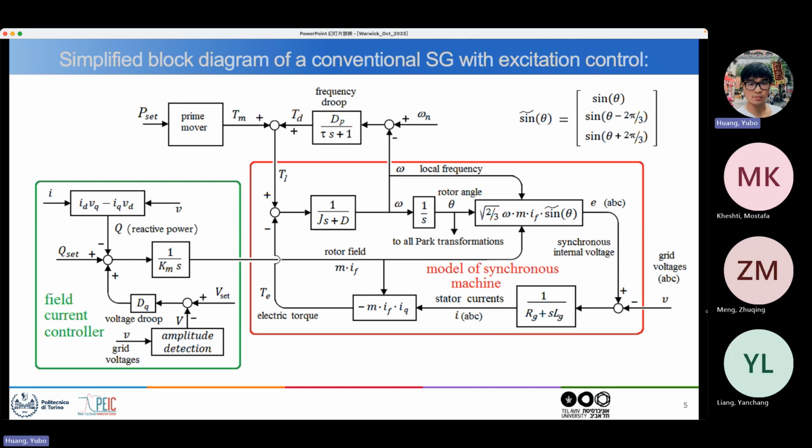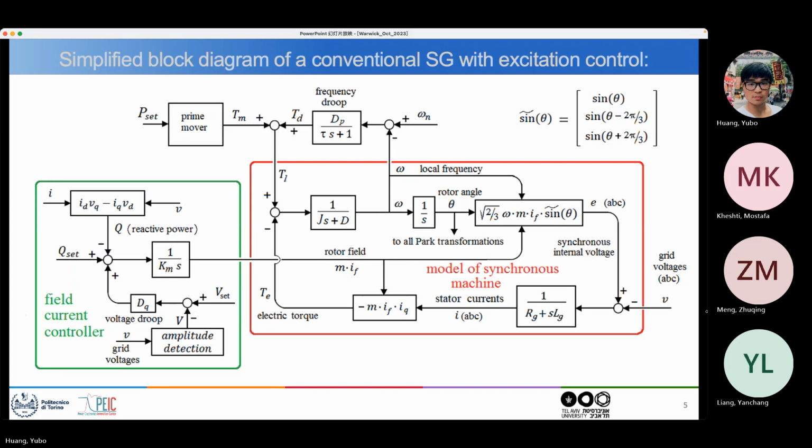You see the transfer function. If there is no friction, then it would be just 1 over Js. So you integrate the torque and you get the angular velocity, and J is the inertia constant of the rotor. But you also have this D because you have some friction, some mechanical viscous friction in the generator. It's a very small term, but it exists there.